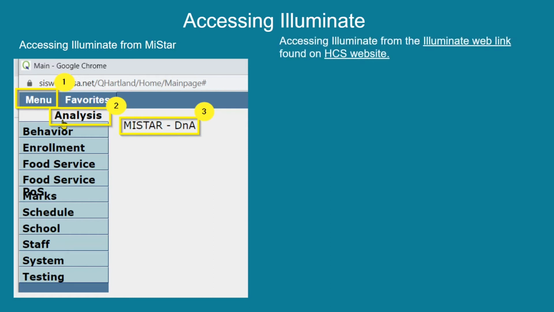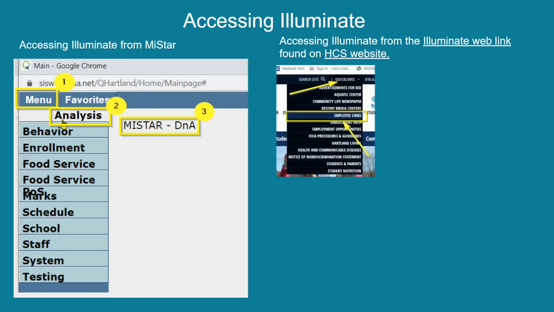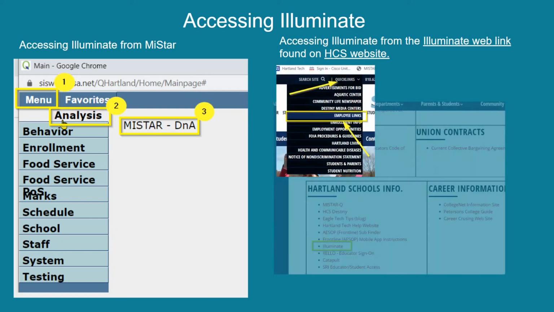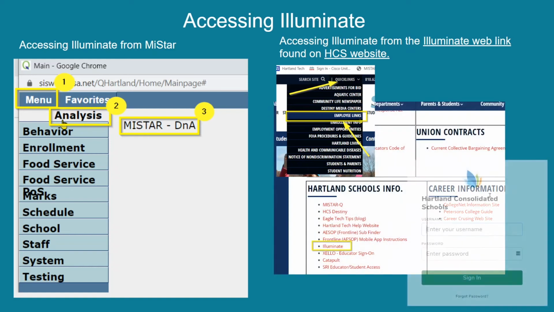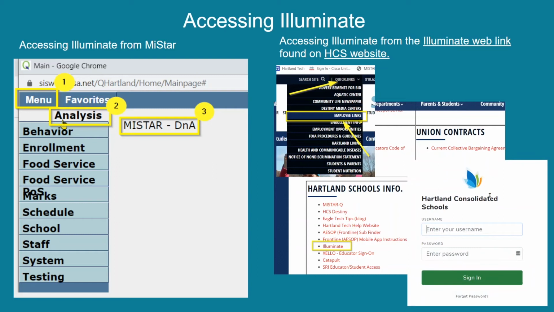The second way is from a web link that can be found on the Employee Links page on our website. To find this, click on the Quick Links and then select Employee Links. From the Employee Links page, select Illuminate and then log into your account.